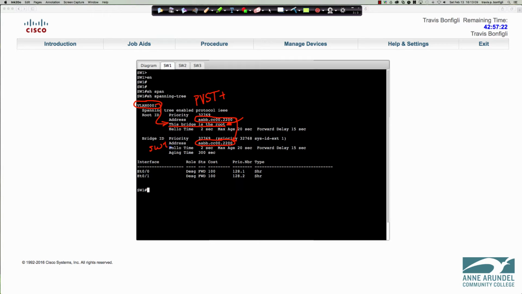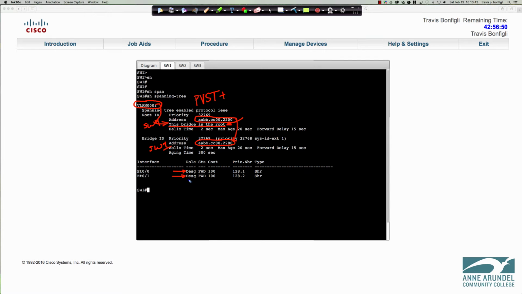So switch 1 is the bridge ID, and switch 1 is the spanning tree root bridge for VLAN 1. Now, something key to point out. We've got to identify the root bridge first. The second step, and I'm going to talk a lot about this in terms of the strategy that you should use when trying to solve spanning tree root port election, designated ports, and blocking ports, or non-designated ports.